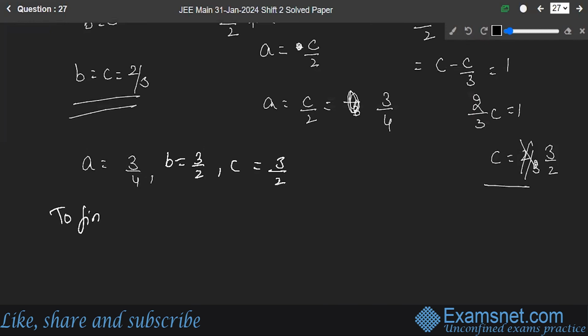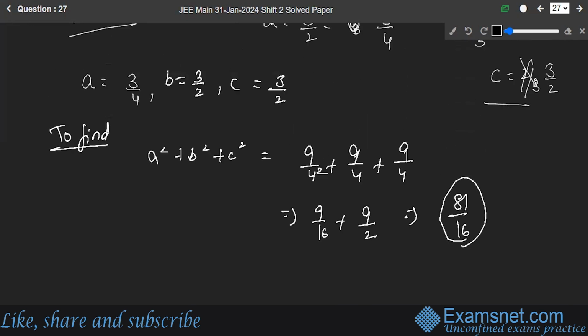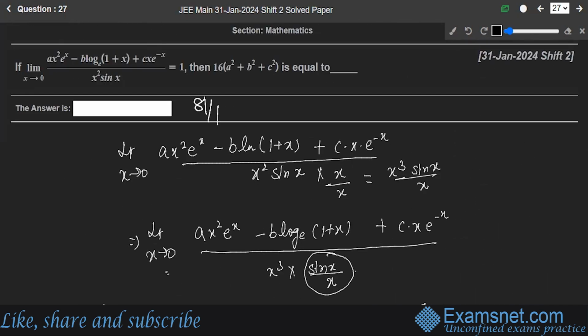What you had to find out was A square plus B square plus C square, which is equal to 9 by 4 square plus 9 by 4 square plus 9 by 4 square, which is equal to 9 by 16 plus 9 by 4 plus 9 by 4, this is equal to 9 by 2. So on solving this, you will get 81 by 16. This is the answer to the question, 81 by 16. Hope you're clear with this. Let's move to the next question.